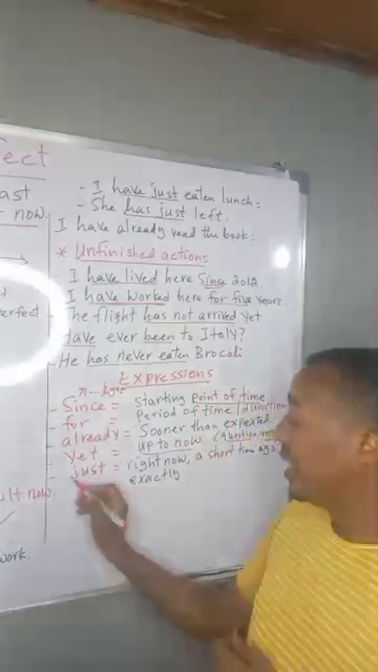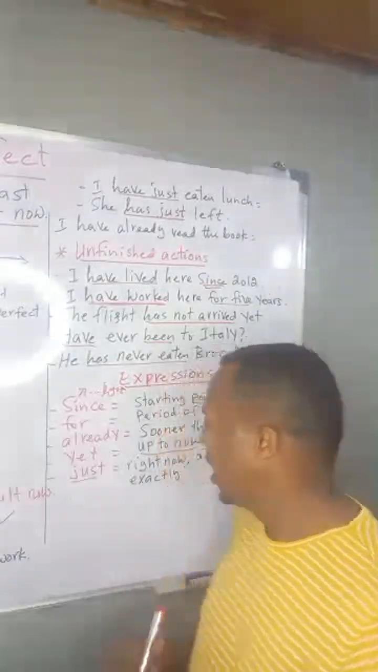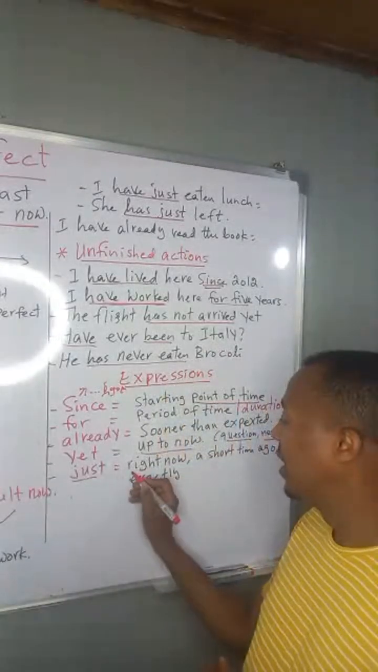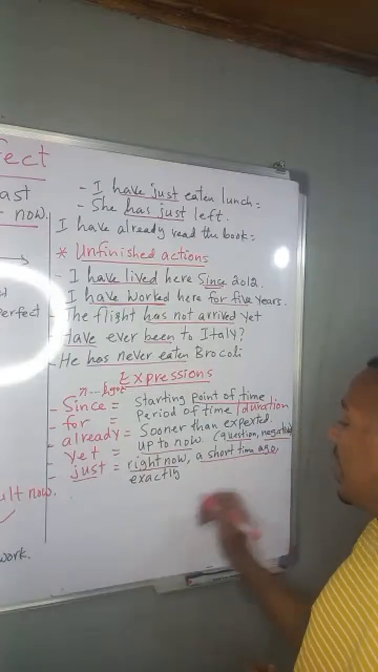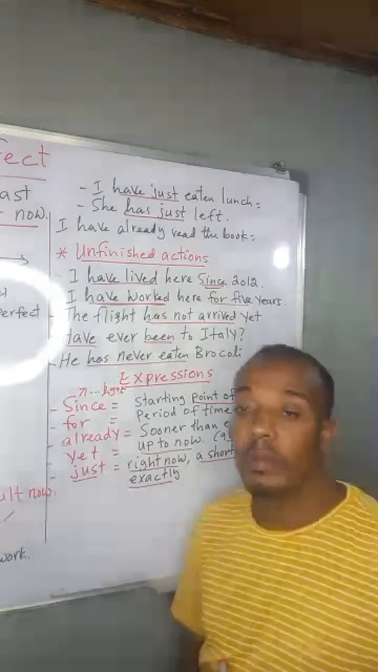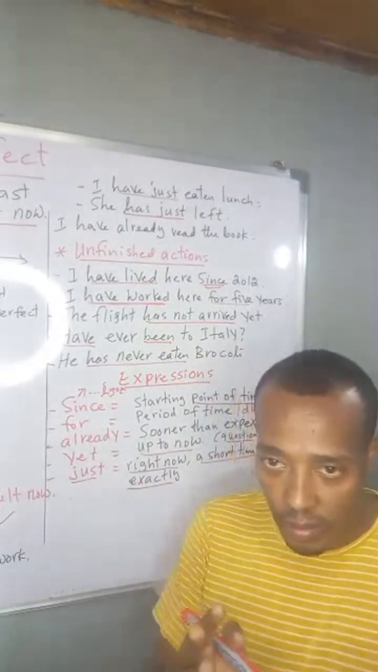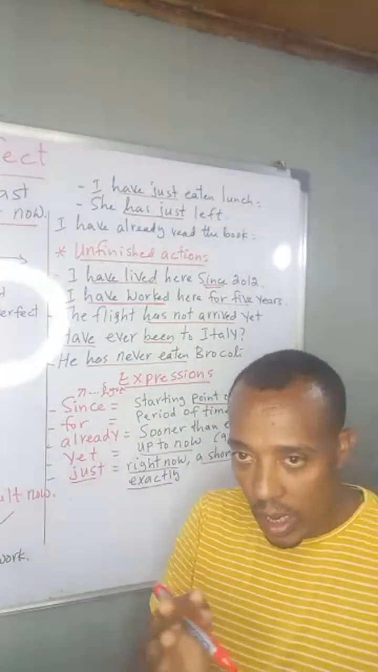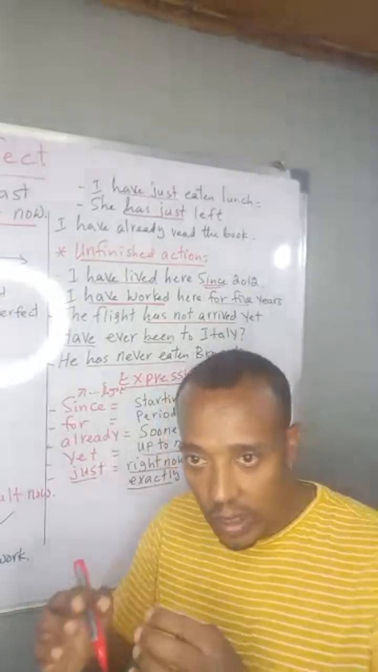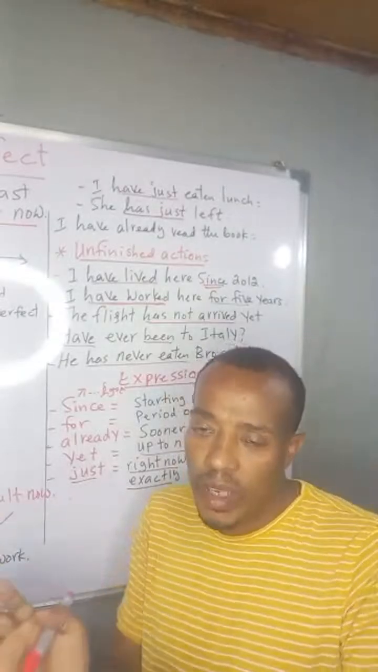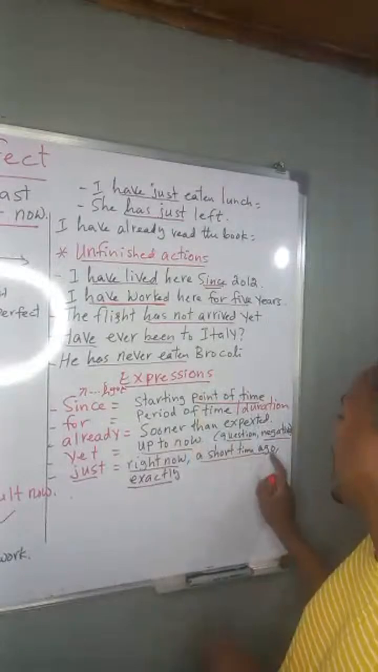The next one is just. She has just left. Just means right now. Just means a short time ago. Just means exactly. I have just finished. I have just sent the email, which means a short time ago.